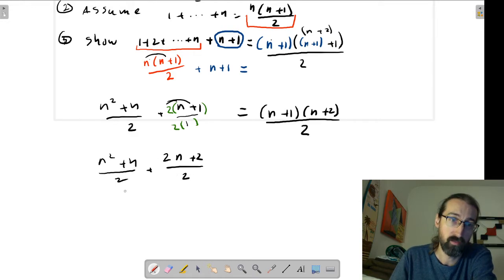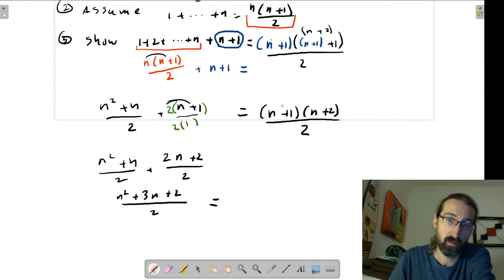And then if I combine these into one big fraction, n squared plus n plus 2n plus 2. And I want to show that that is the same as n plus 1 times n plus 2 over here. So we're close. If I did some distribution to this side, if I multiply these together, I would get n squared plus 2n plus n plus 2 over 2.